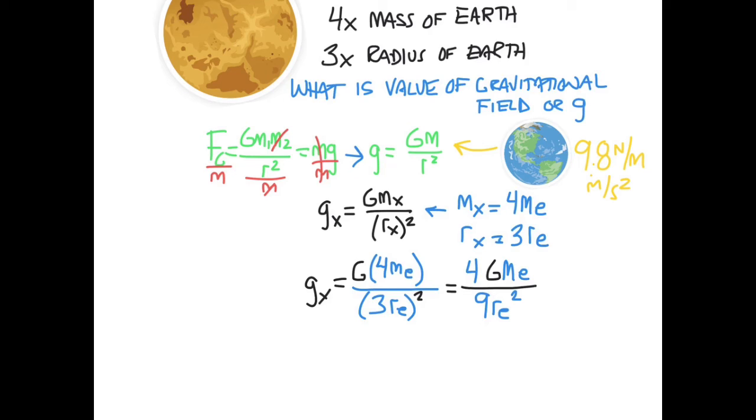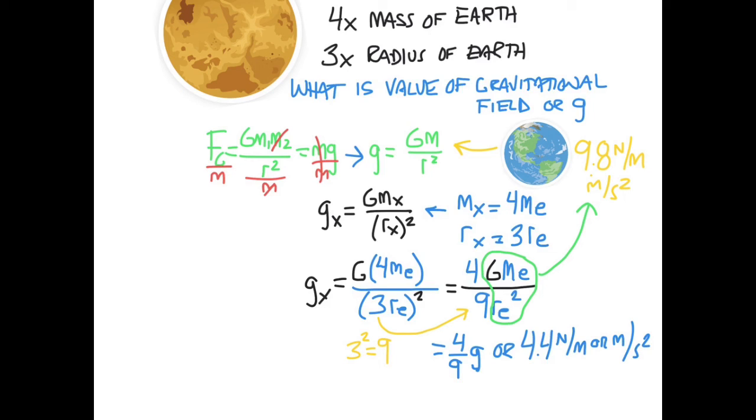And if we look at this section, we have big G, mass of the Earth, radius of the Earth squared. Well, that is little g for Earth, which is 9.8 newtons per meter. So what we have now is 4/9 times little g. And if we do the calculations for that, we get 4.4 newtons per meter. Or again, we could use the units meters per second squared.